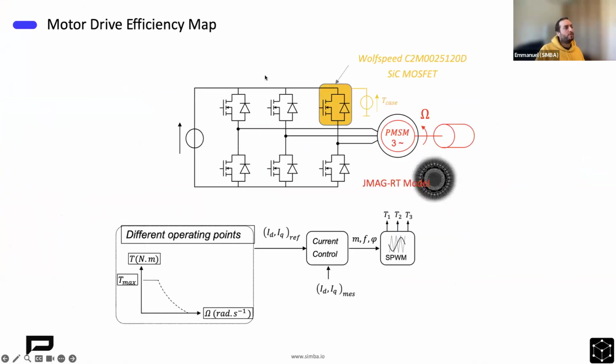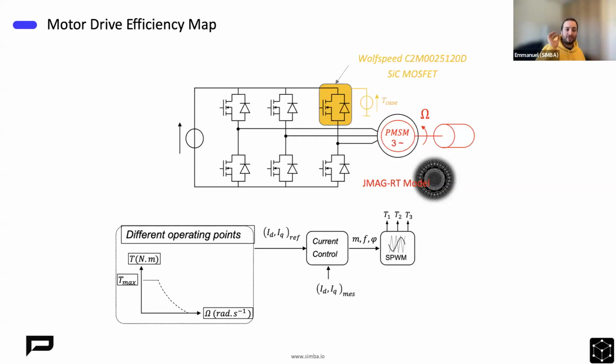First you model a motor drive, with an inverter and a motor model. Here we use ideal switch models and thermal description files from Wolfspeed, which are SiC MOSFETs, and we use JMAG-RT to evaluate the motor losses and the motor efficiency. What we want to do is to run a simulation to evaluate the losses and the efficiency in both the inverters and the motors.